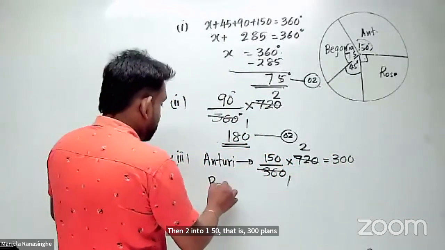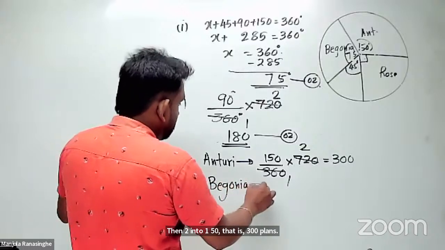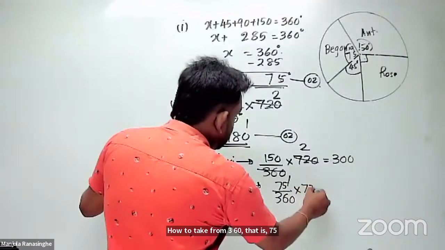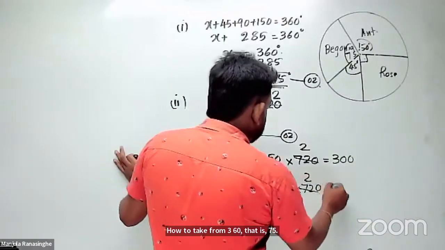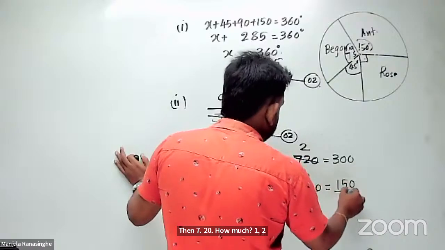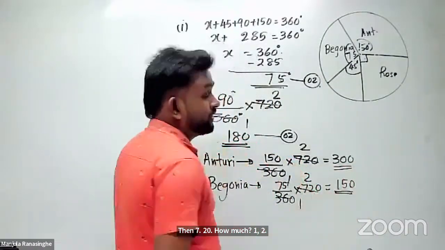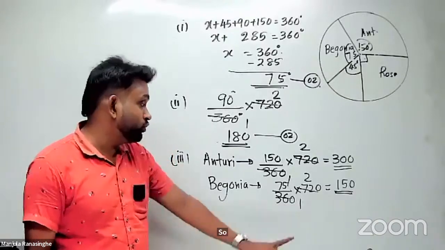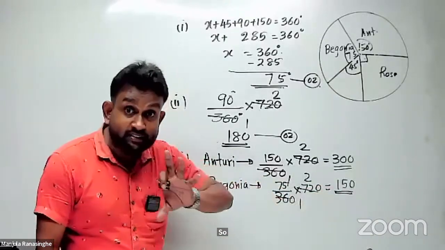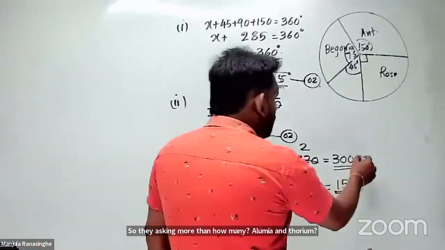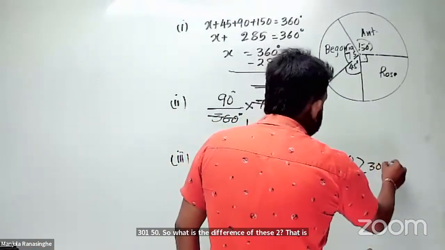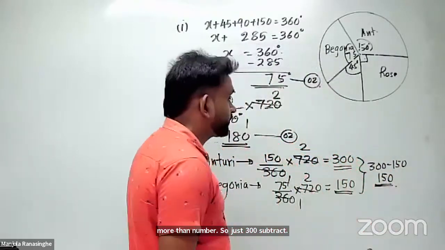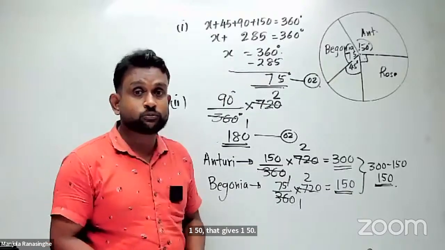Okay, then begonia, how much the begonia? From 360, that is 75, then 720 how much? 2 into 75, 150. So they're asking how many more anthurium? Anthurium 300, begonia 150. So what is the difference of these two? That is the more than number. So just 300 subtract 150, that gives 150 plants. For that one you have 3 marks.